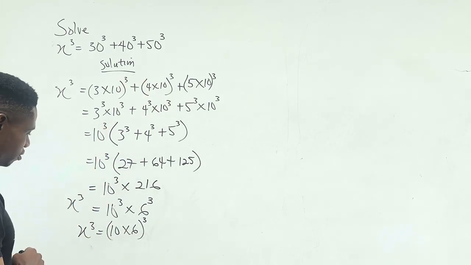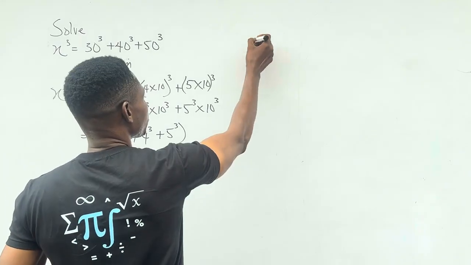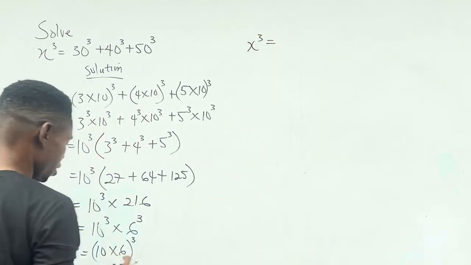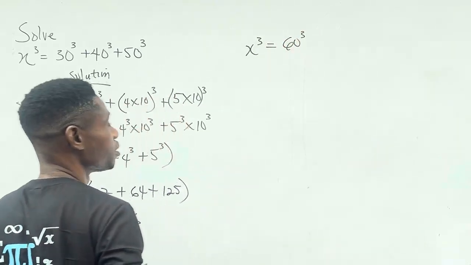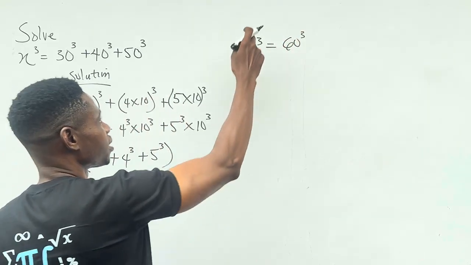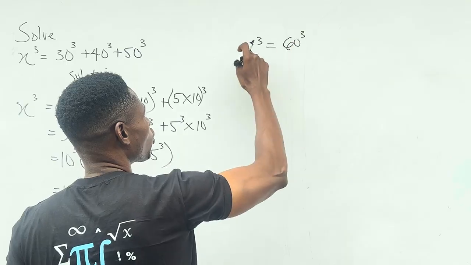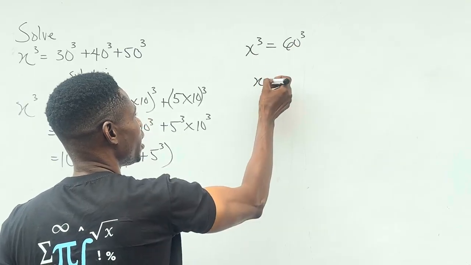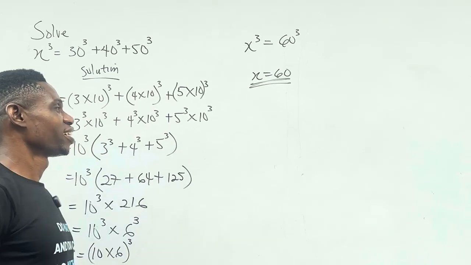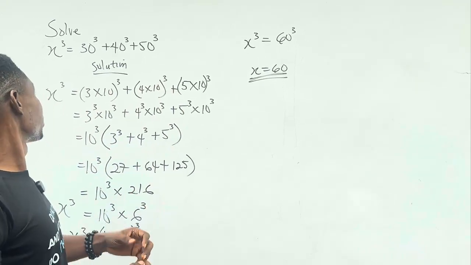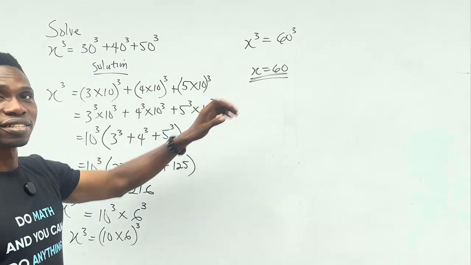Alright, let's move up to round up. So this gives us x raised to the power 3 equal to 60 raised to the power 3. And since the powers are equal, we can equate the bases. So x is equal to 60. Yeah, so that's it. Our x is 60.